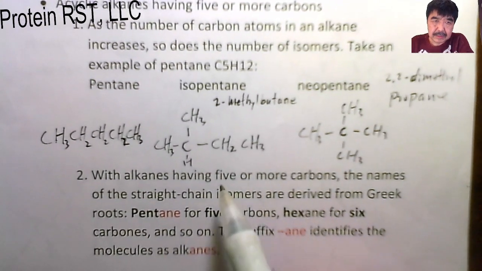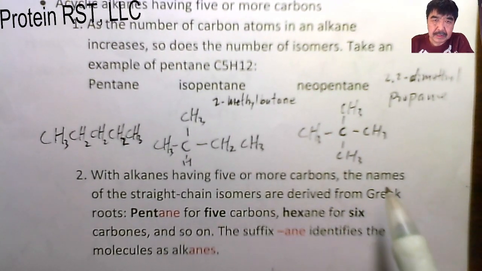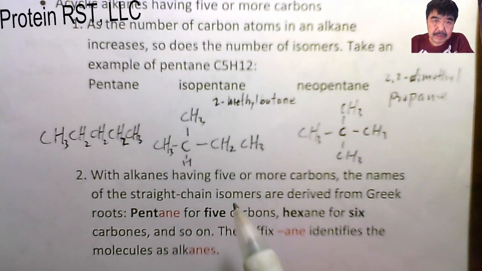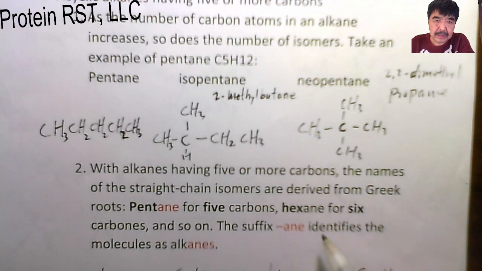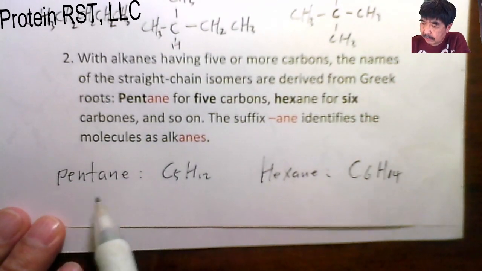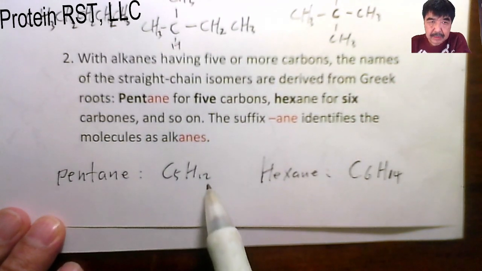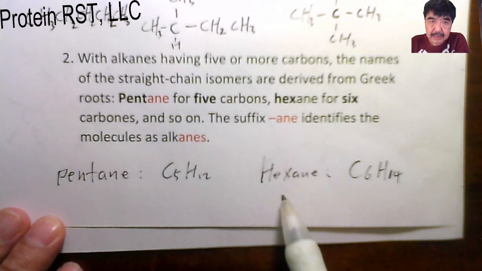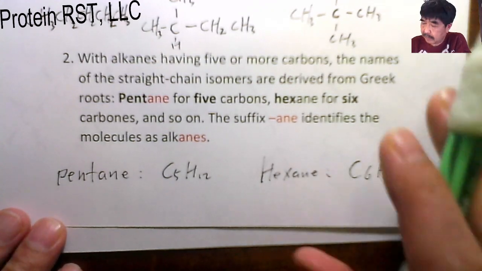With alkanes having 5 or more carbons, the names of straight chain isomers are derived from a Greek root: pentane for 5 carbons, hexane for 6 carbons, and so on. The suffix ane identifies a molecule as an alkane. Take a look at the examples. Pentane, 5 carbons and 12 hydrogens. Hexane, 6 carbons, 14 hydrogens.